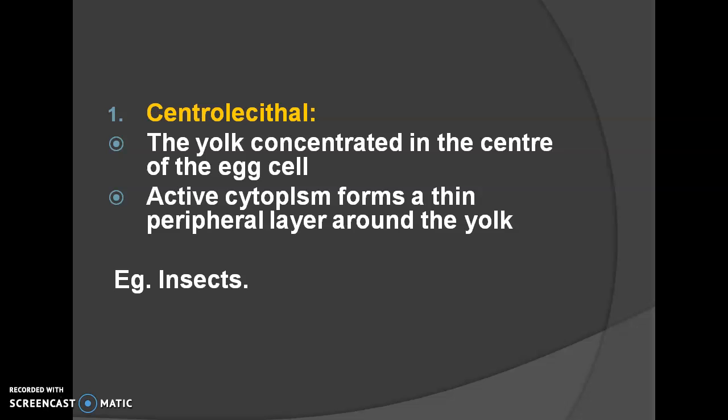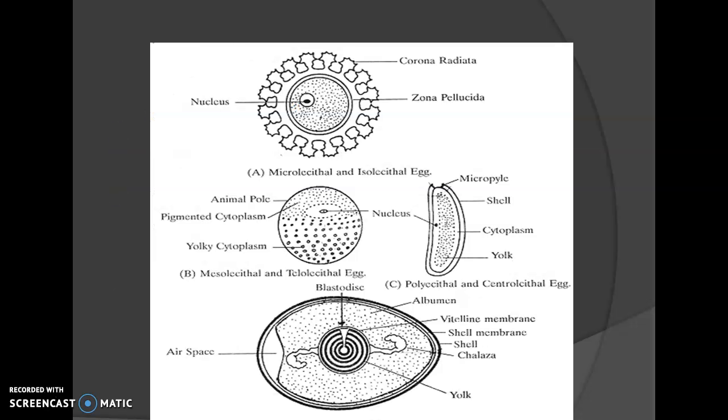Then another type of egg is called a centrolecithal type of egg. Here you can see that the yolk is mainly concentrated in the center of the egg cell. So you can see that the cytoplasm will be formed at the peripheral layer around the yolk. This type of egg is generally found in insects. For more clarity, I will show you with an example.